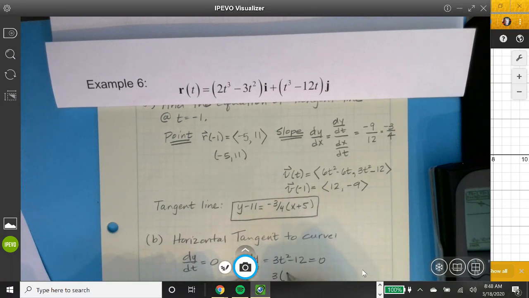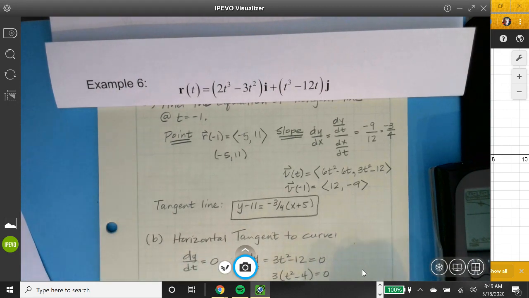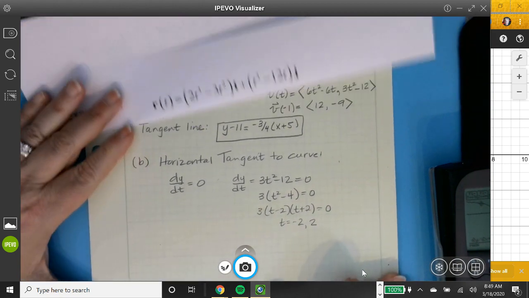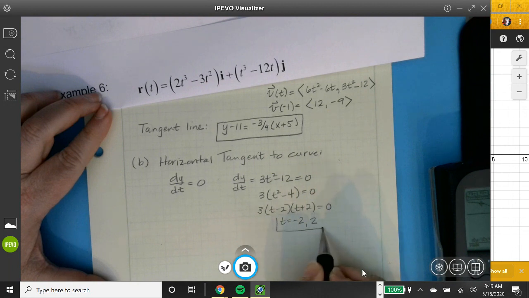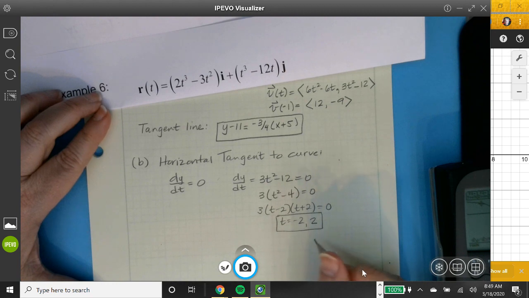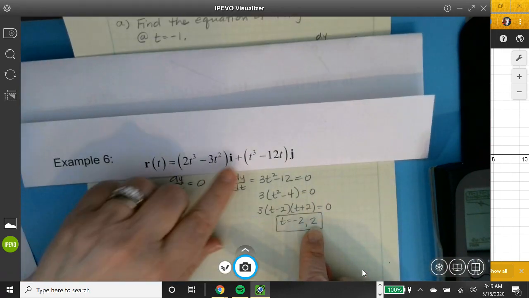I'm going to factor out a 3, and I get t squared minus 4 equals 0. So 3 times t minus 2, t plus 2 equals 0. We get t equals -2 and 2. Can't see what I'm writing. I'm really sorry about that. Okay. And so we're going to say we have horizontal tangents when t equals -2 and 2. If I wanted to know what the equations of those lines were, what would I have to do? Well, since they're horizontals, I need to plug them back into the y component. I'd have to plug them back in here.